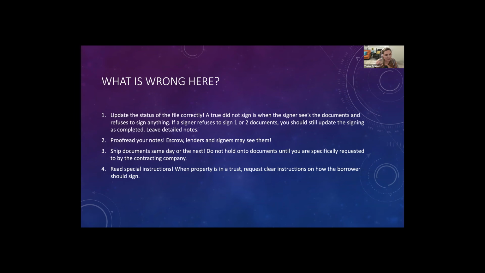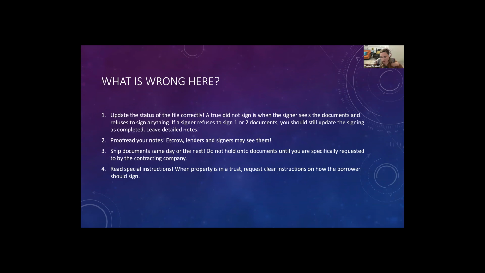Number 3, just like was mentioned, you want to ship your docs the same day as the signing or the very next, depending on when you sign. If you signed in the afternoon, and FedEx and UPS have already picked up, you can ship them the very next day. But do not hold on to documents unless you are specifically requested to by the contracting company. Otherwise, drop them immediately. And then read special instructions.